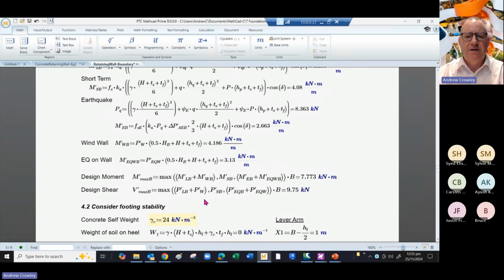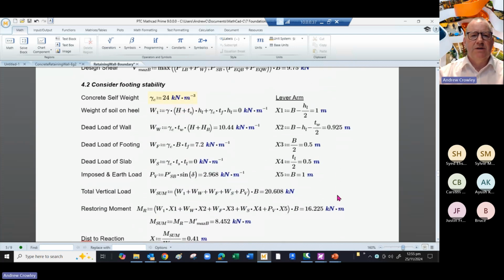We've also got the wind on the wall and the EQ of the wall. So our design moment is we take the maximums of these parameters for the cases that can coexist, in which case our design moment works out as 7.73 and our design shear works out as 9.7. So not all of the moments can exist at once. So we look at the stability of the footing.